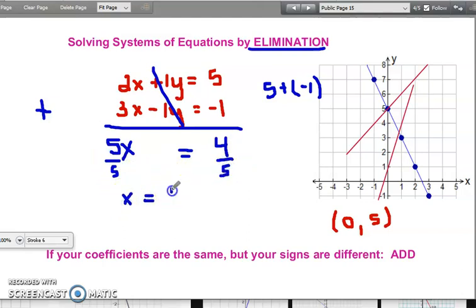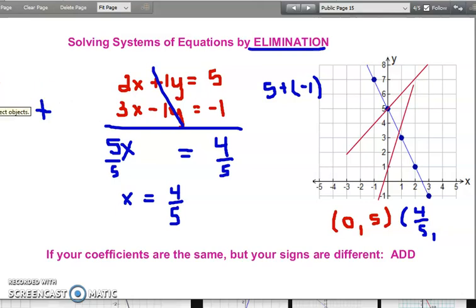X equals 4/5. So I already know that my ordered pair for these two lines, where they meet, my x is 4/5 for that ordered pair. And then I can go ahead and substitute in 4/5 for x to find out what y is. So you can eliminate by adding. You find coefficients that are the same. If the signs are different, you just add your columns and solve for your variable. The other thing you can do is you can subtract, but we're not going to cover that in this video. We're just going to add the coefficients.